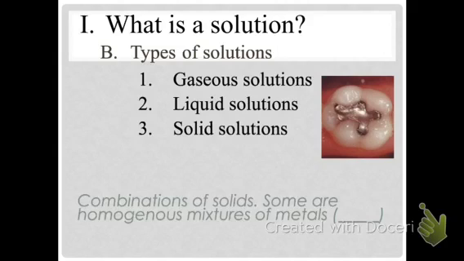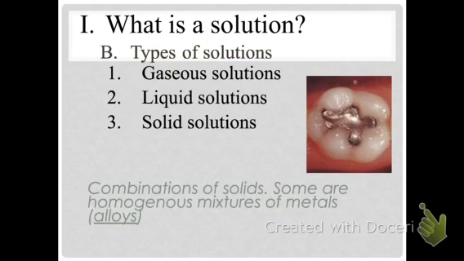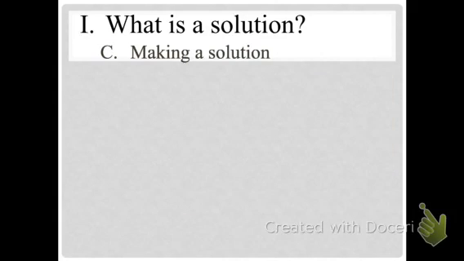And then you have a solid solution. These are combinations of solids, some homogeneous mixtures of metals. They're called alloys. And alloys, the term that you use, like in the picture, you've got this filling there for somebody's tooth. It's a mixture of metal solids. So alloy is going to be used for metal solids making a solution.